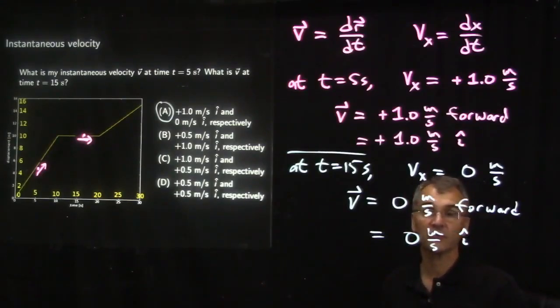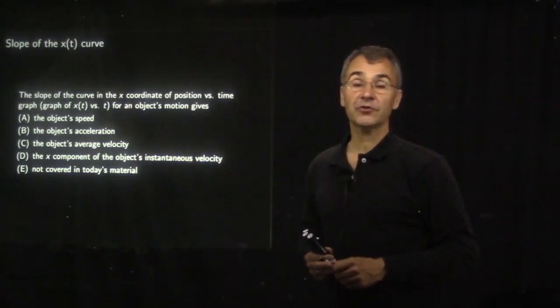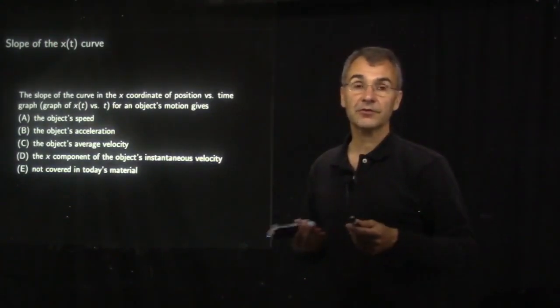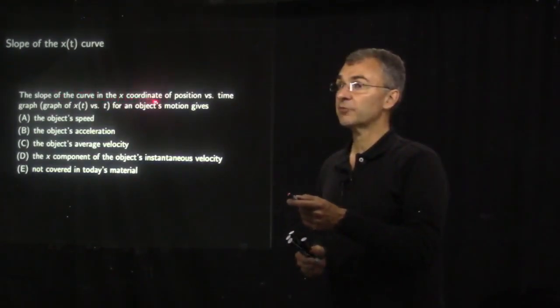"I hat" is the same thing as saying forward. Okay. Notice that in the previous example, we had to use the slope of the x versus t curve to figure out the relevant velocity component. Well, you could even say the relevant speed. It's the slope of the curve in the x-coordinate of position versus time.